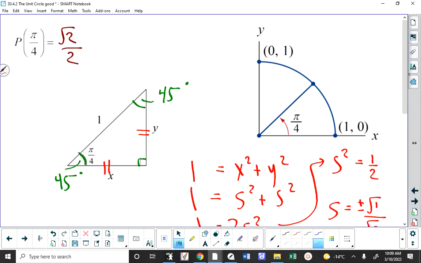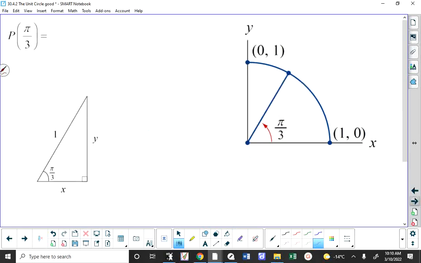And we're so close to being done. It's going to seem overwhelming when we put it all together, but we have almost all of the information we need to fill in everything on the unit circle. The final one is, what about at pi over 3? But if you take a look at this triangle in the third column in your notes and compare it to the triangle in the first column, they're the same triangle, aren't they?